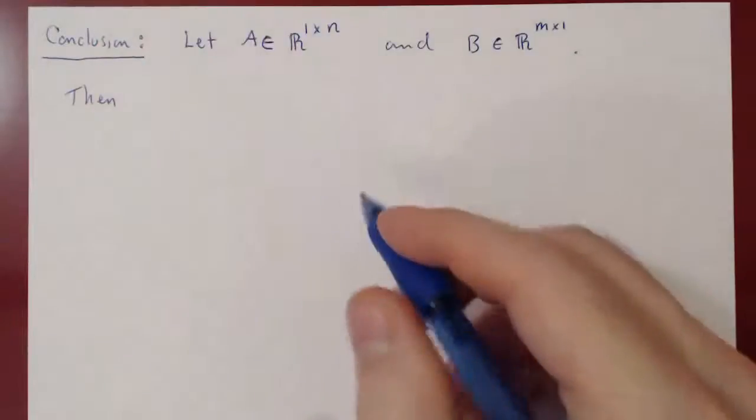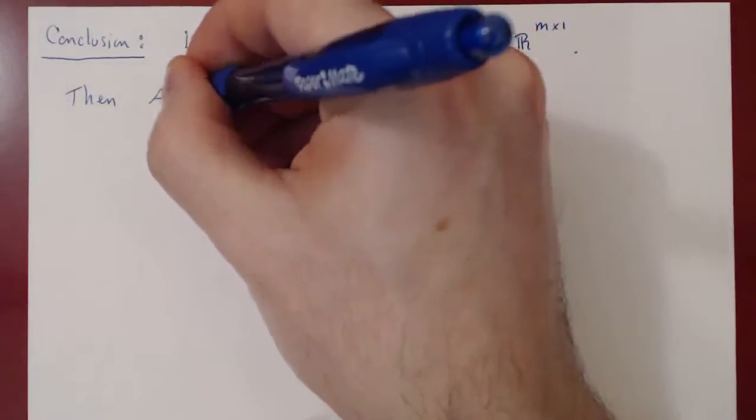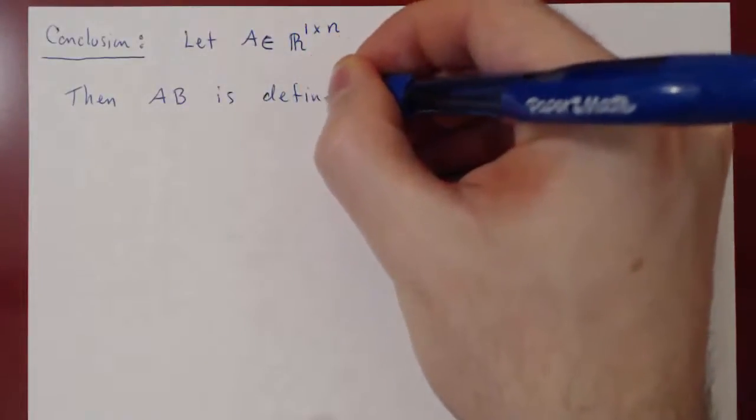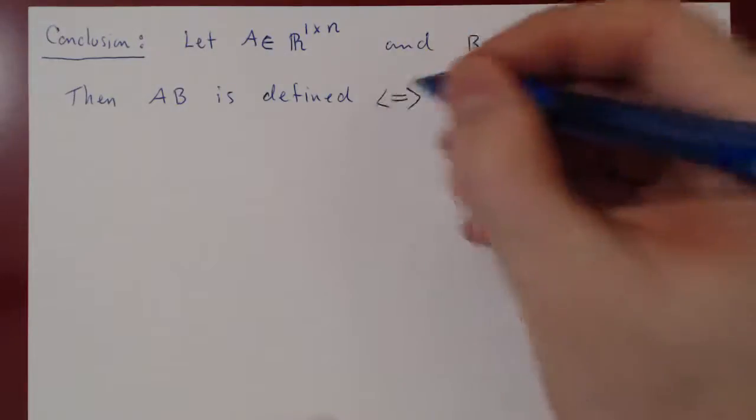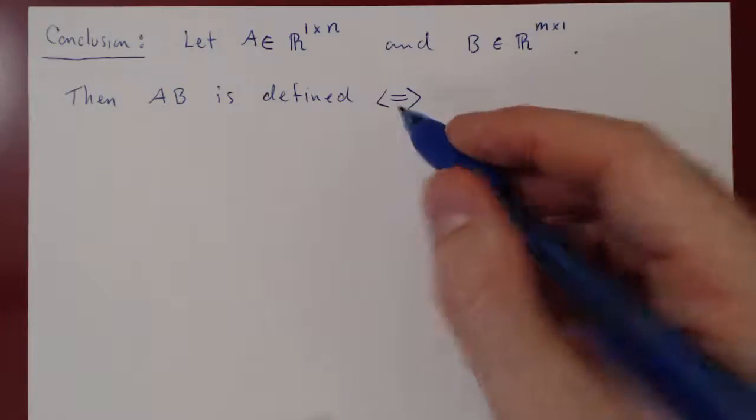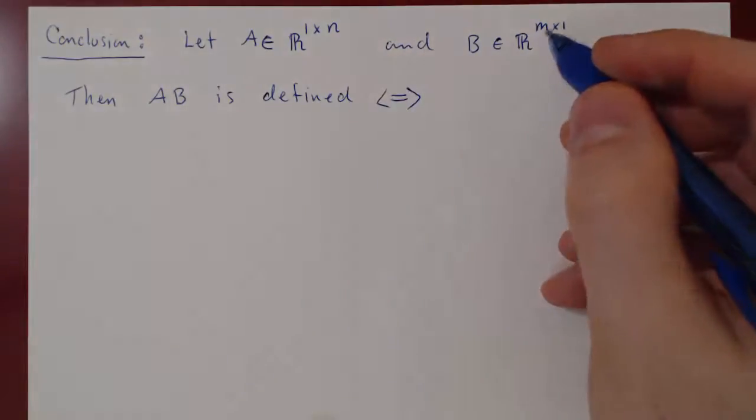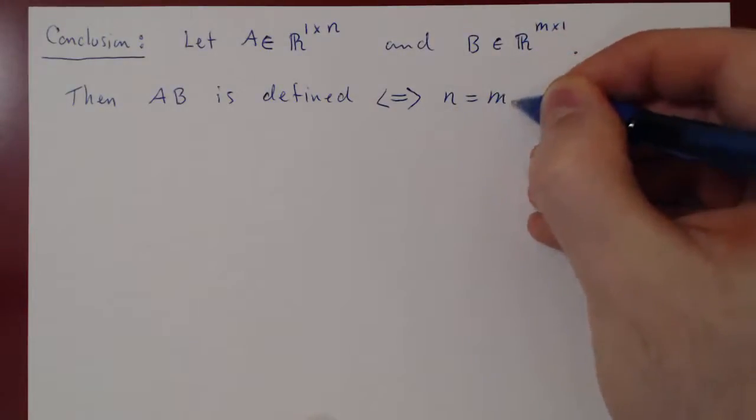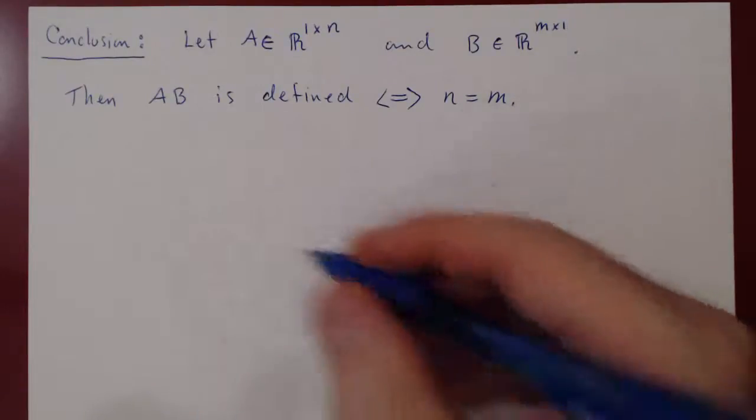Then we can perform A times B. So it is defined if and only if, right? This double-headed arrow means if and only if. Well, if they have the same length. So if n is equal to m. That's the first part.